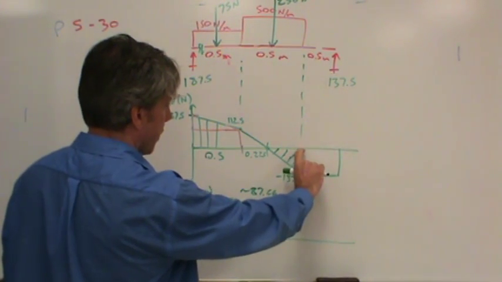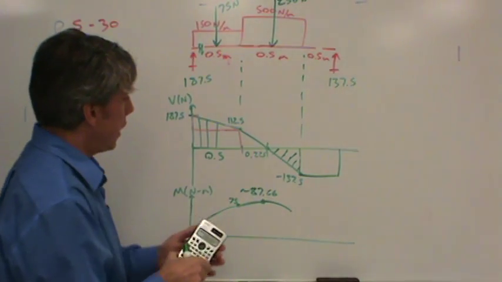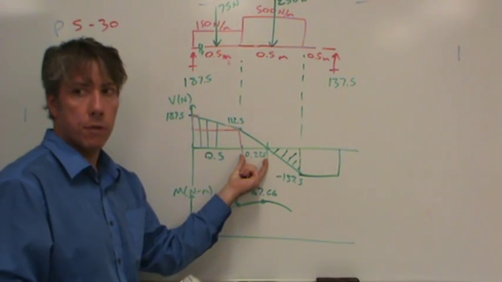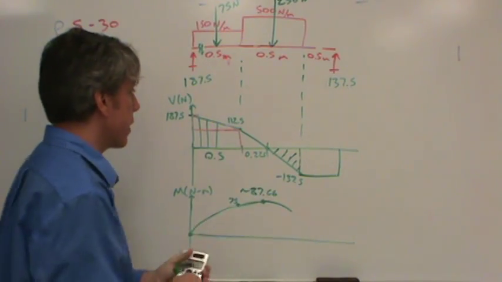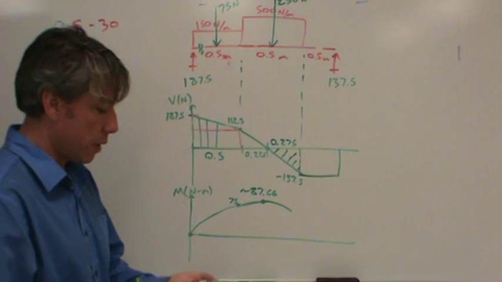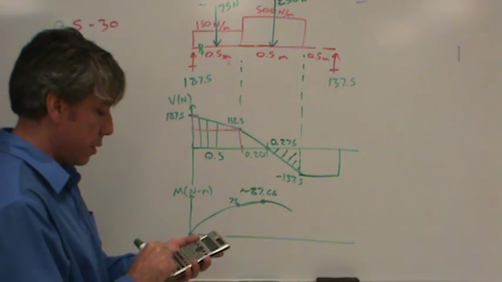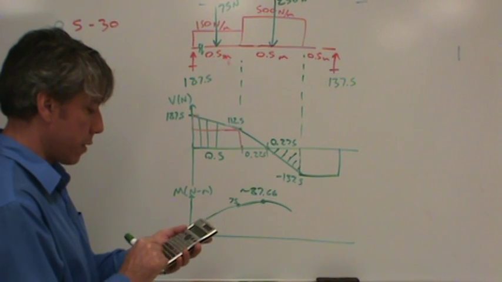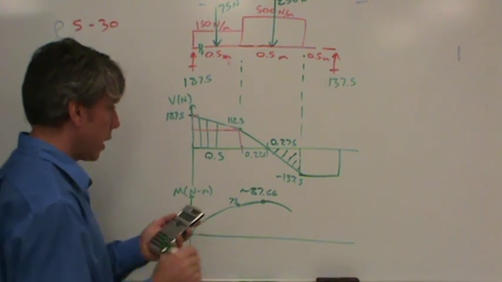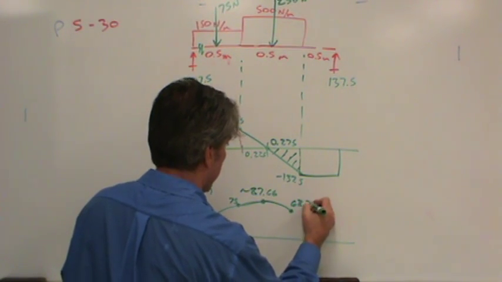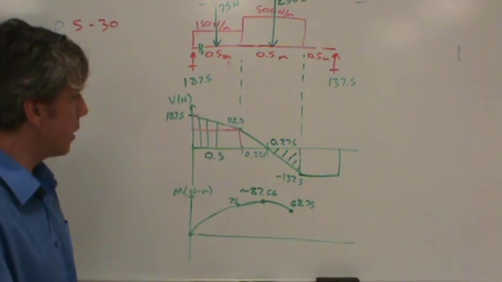This is 137.5. This distance is going to be whatever's left over from that half meter after we remove 0.225 meters of it. Okay, if we do that in our heads, that should be 0.275. Right? So subtract 0.275 times 137.5 over 2. And I got 68.75 for the value of the moment there.